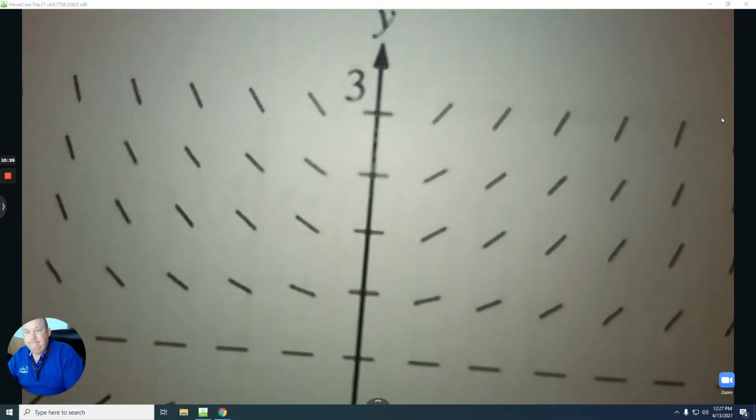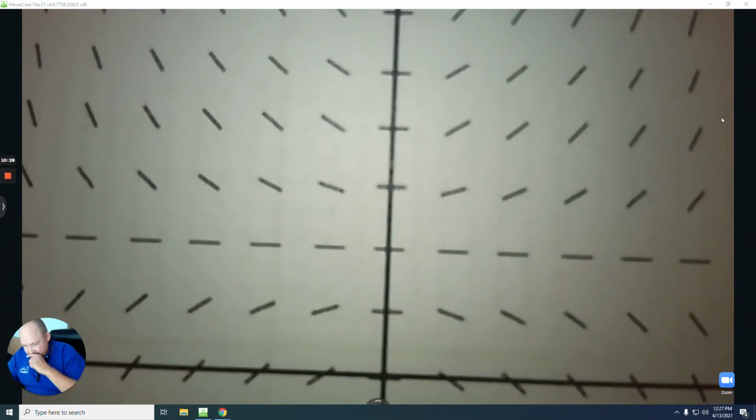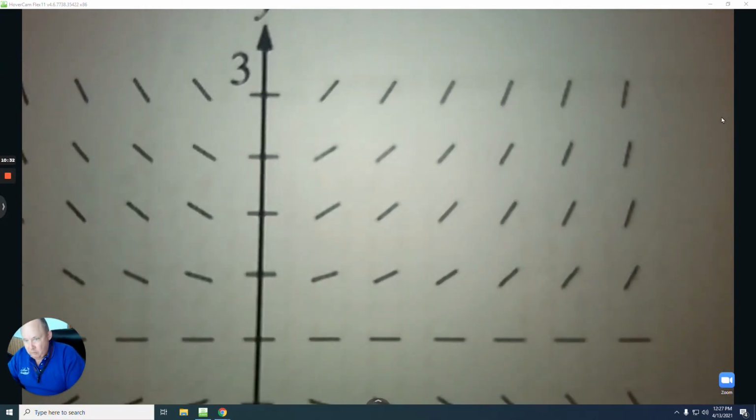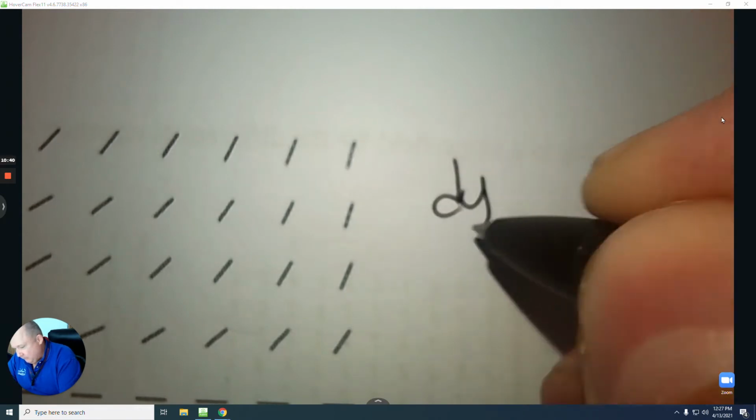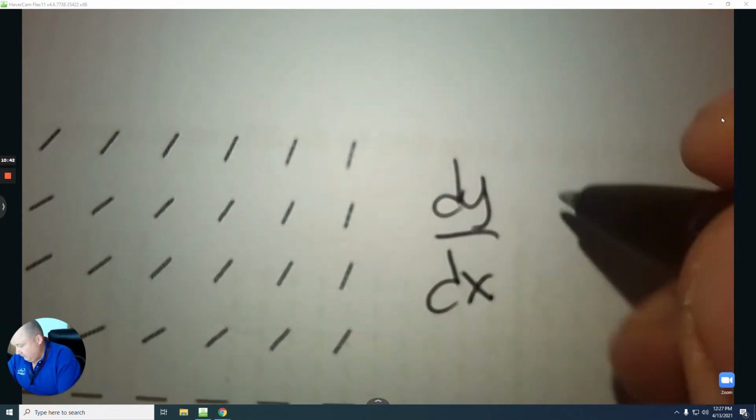Number 8. Number 8 is a slope field. And it says, shown above is a slope field for which of the following differential equations would match that slope field. So I have 5 different ones I need to look at. The correct answer to all of this is this one.